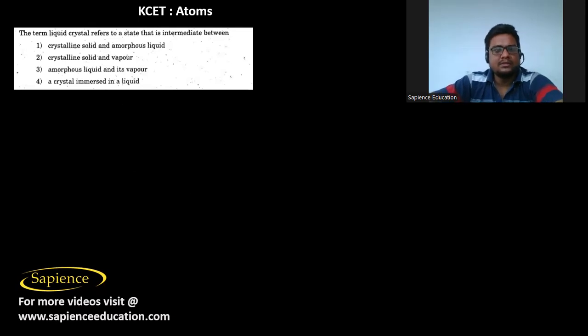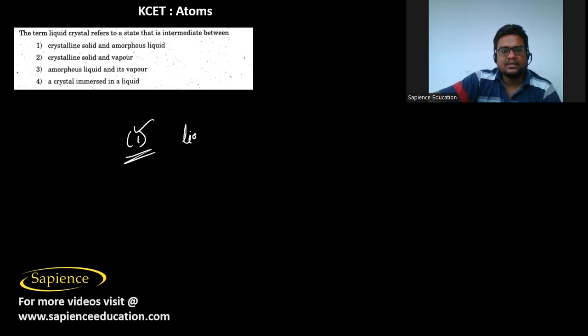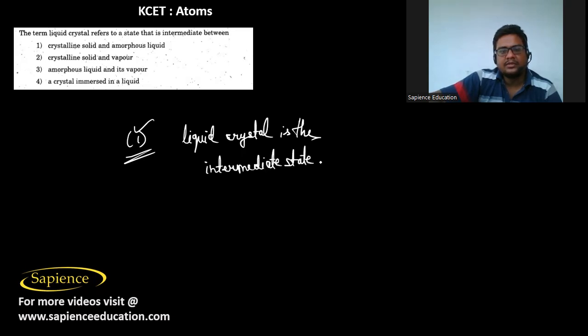Then here it is told, the term liquid crystal refers to a state that is intermediate in between. The answer will be crystalline solid and amorphous solid. So option 1 is the correct answer. The liquid crystal, it means that it is the intermediate state between a crystalline solid and an amorphous liquid.